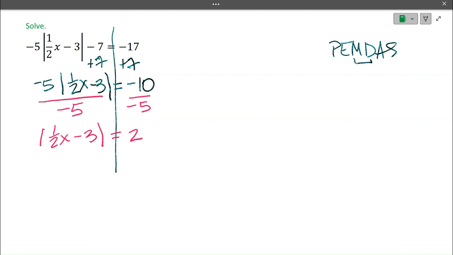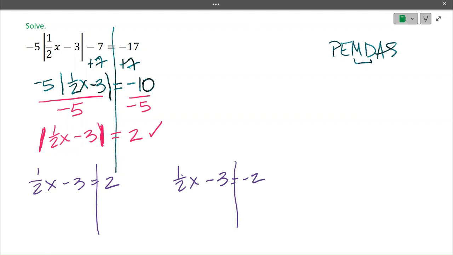Remember, this is the point that we check. Do we see that what's in our absolute value bars equals a positive? We do, because remember, absolute value only equals positive values. So now we just set up our two equations. Half x minus 3 equals positive 2, and half x minus 3 equals negative 2. And we're going to go ahead and solve those.